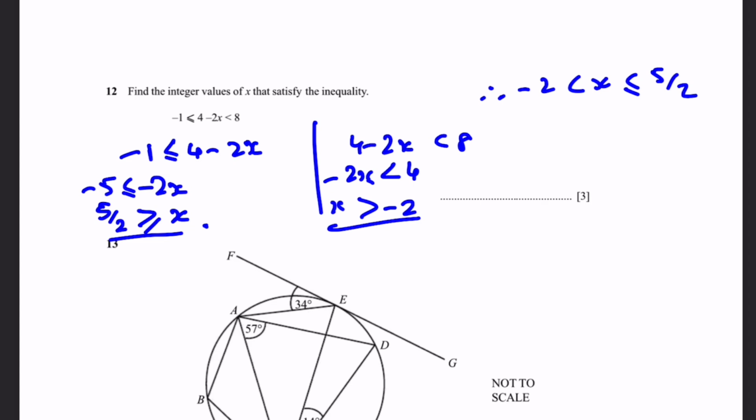You can write this in a set, by the way, so you can write it in set notation. Minus 1, 0, 1, 2, inside curly braces. And that's our answer.